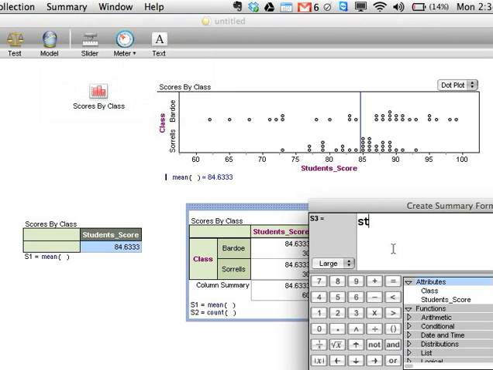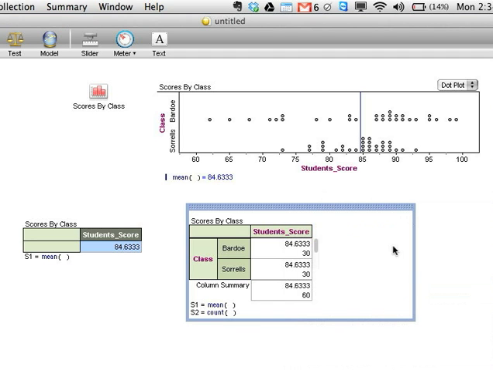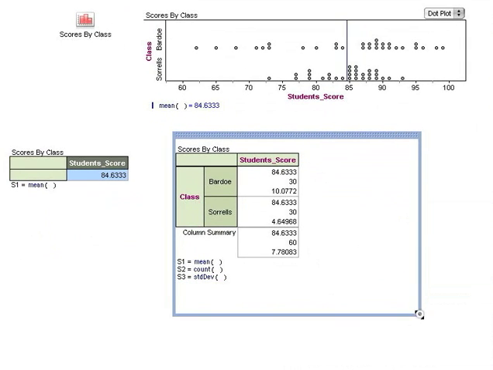So let me calculate that for our two sections here. You can see the standard deviation in my class is about 10. What that means is that if I take every score in my class, calculate how far it is from the average, and take the average of all those calculations, I'll get about 10. Versus in Miss Sorrell's class, I'll get about 4.6.